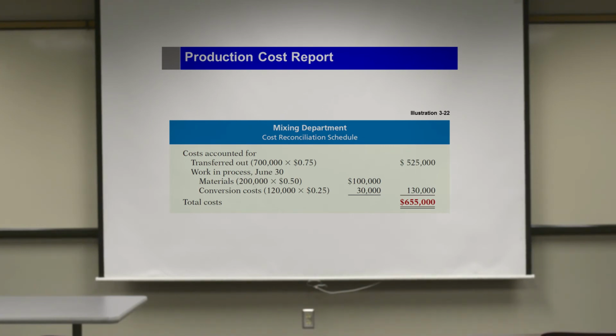So we started with total cost of 655,000. That was what we needed to account for, and now we have accounted for that 655,000 by allocating the cost to the units that have been completed, and then units that have not been completed and are in work in process. And that is the reconciliation part.